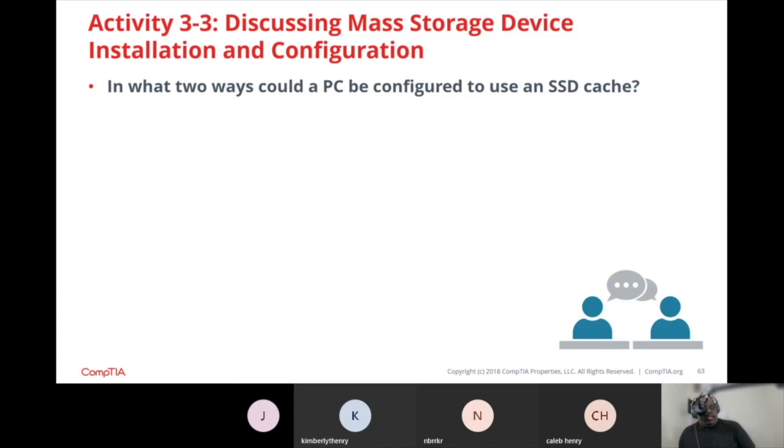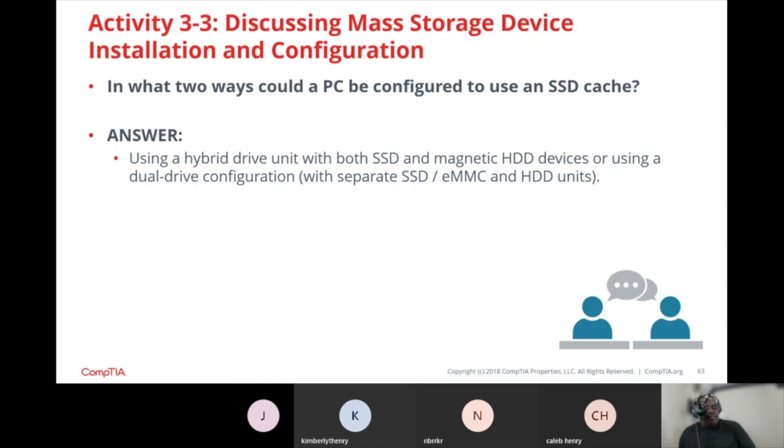In what two ways could a PC be configured to use an SSD cache? Using a hybrid drive or using a dual drive configuration, meaning that you have an SSD and a hard disk drive inside of the unit.